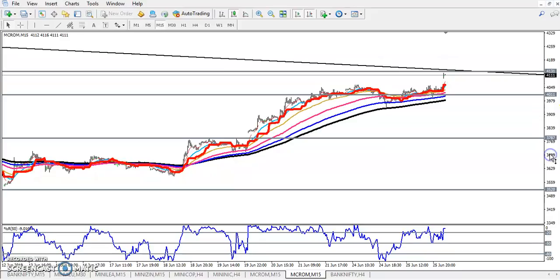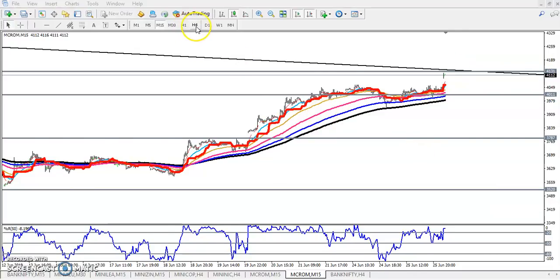If price breaks this resistance line around 4030, and then retraces toward this supporting line, which is now a resistance line and later will be a support, we are looking for a candlestick pattern for the buy. If we see any bullish candlestick pattern, we'll definitely buy here, and the next target will be here.